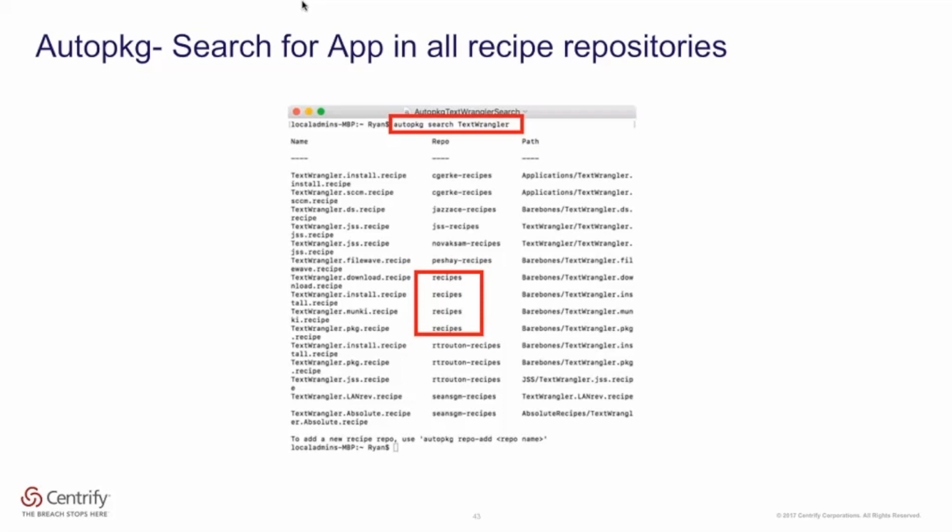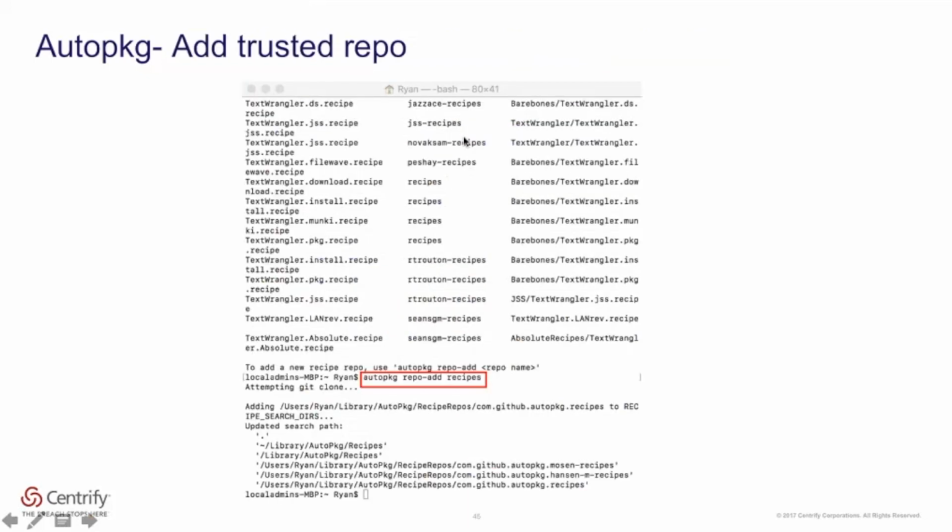So I've already tested and chosen the recipes repository that I'm going to use for this example. So here I'm going to search for TextWrangler, and I see that it's in the recipes repository. And next, I'll use the command autopkg repo-add to add the recipes repository to my repository.